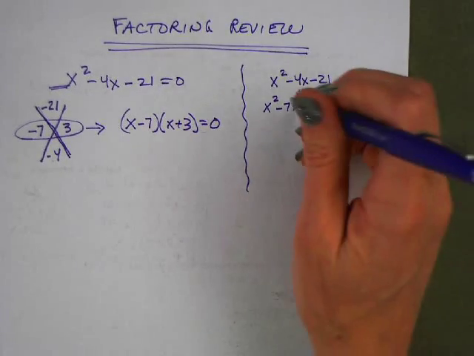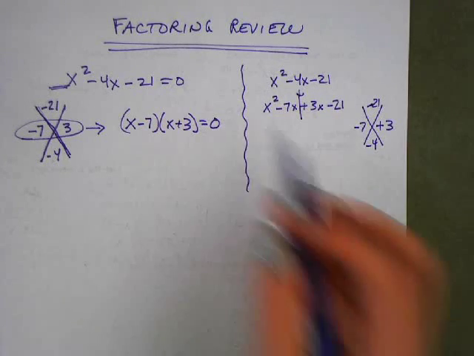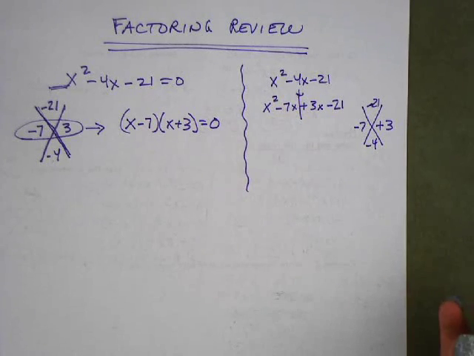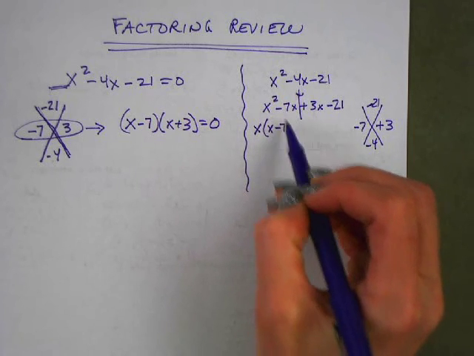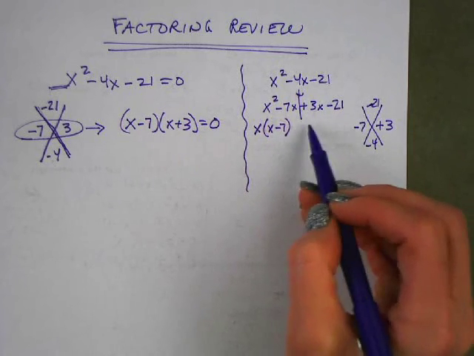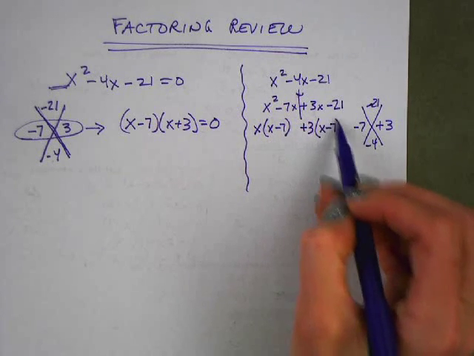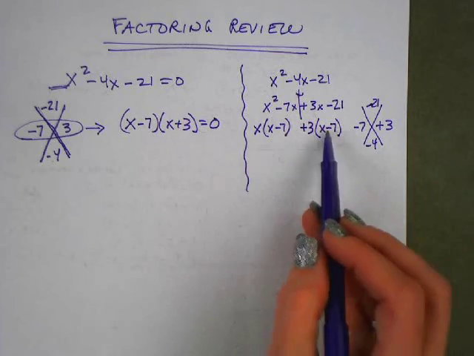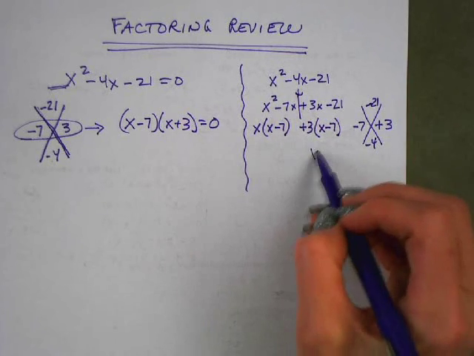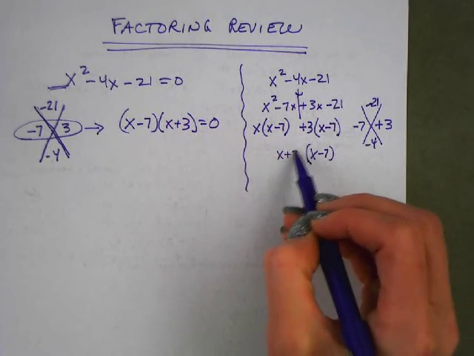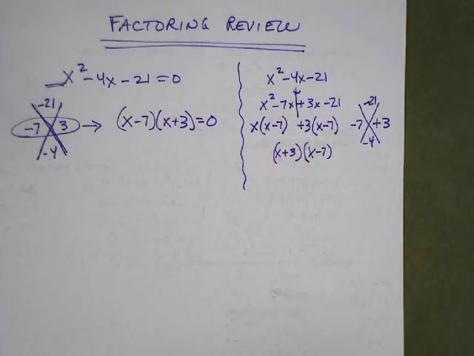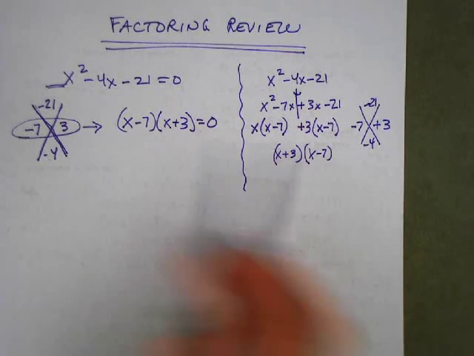And then I can divide it into 2, and then pull out my greatest common factors. So I would make that x, and I would have x minus 7. Over here, I would pull out a 3, and I would have an x minus 7. I would combine my similar factors, so x minus 7 becomes 1, and then x plus 3 becomes 1. Okay? If you notice, they're the same.